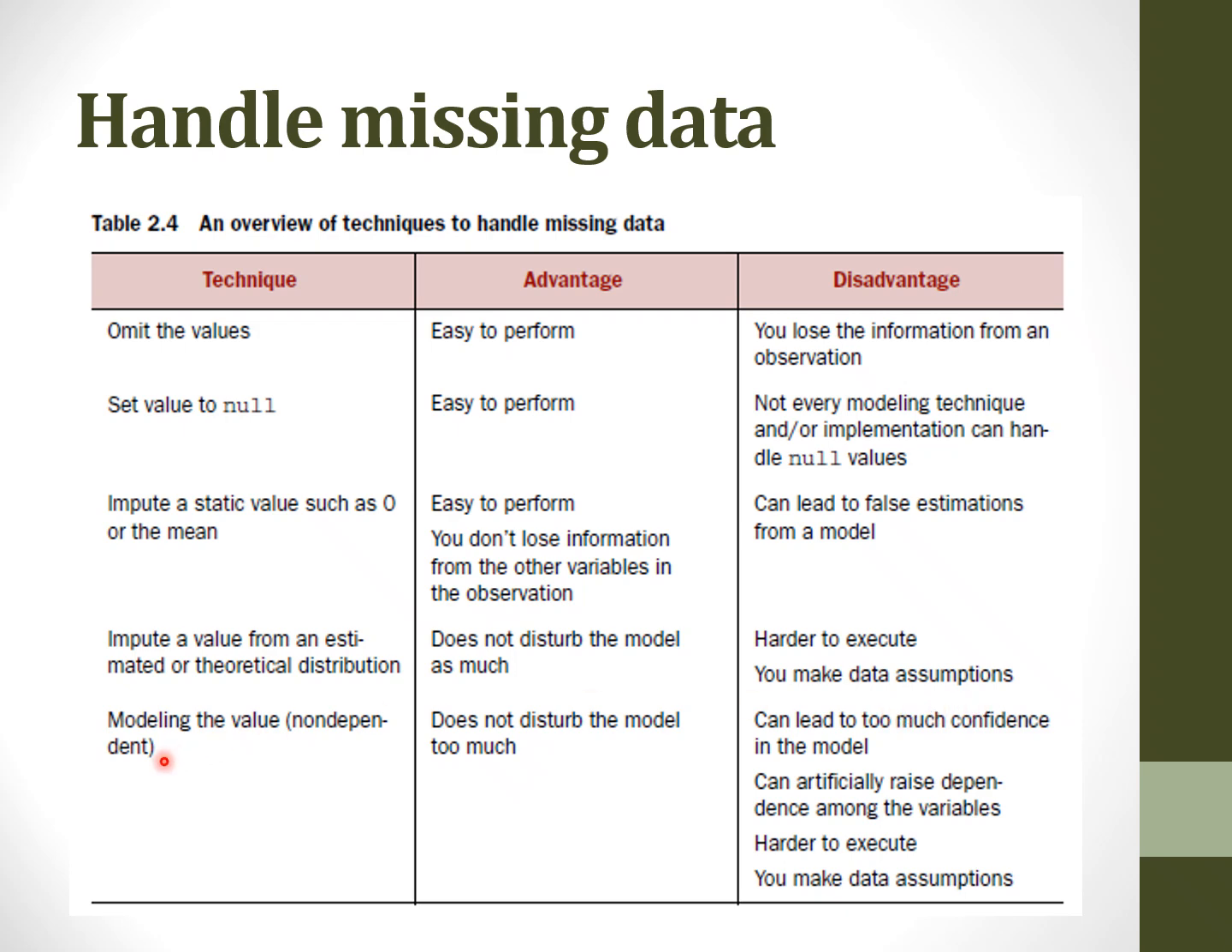The last technique is modeling the value. This also does not disturb the model too much, but it has a few disadvantages. It can lead to too much confidence in the model. It can artificially develop some dependencies between the variables, and sometimes it becomes harder to execute, and we are making some assumptions. Although it is considered the best among all of these five, it also has its own disadvantages.